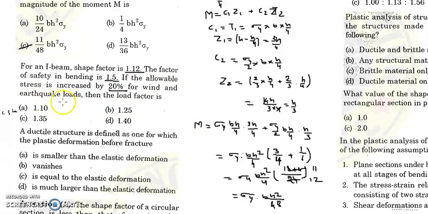is? So what is the load factor formula? So load factor formula is equals to, okay, Fy into Zp by F allowable by Ze. Okay, so here what is given? Fy is there, right? Zp is there. 20% has been increased. Okay, allowable stress and Ze.